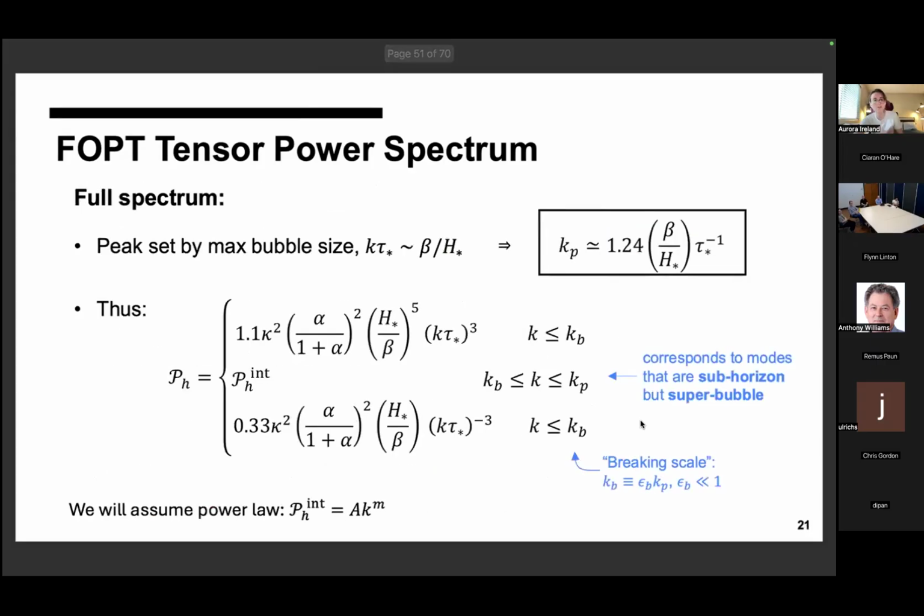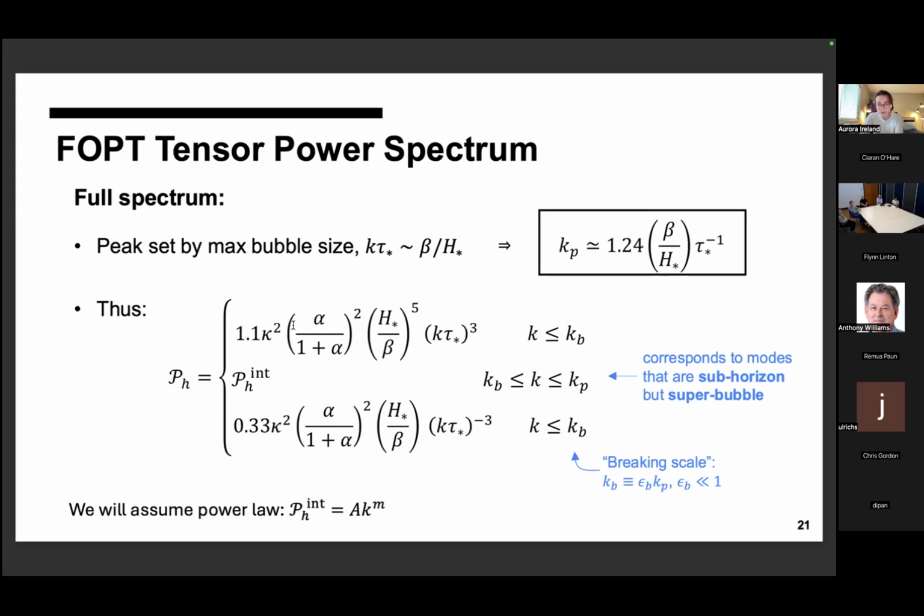Right. Okay. So we solved in the subhorizon regime. We solved in the far superhorizon regime. Now to get the full spectrum, we got to match them up somewhere. So the peak of the spectrum is going to be set by the maximum bubble size, which you can show is given by this tilde-level relation. And then if you do it a little bit more carefully, you can show that the peak wave number is this. So overall, it looks like this.